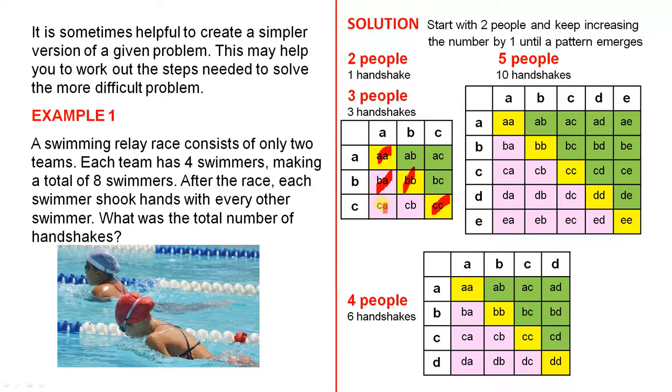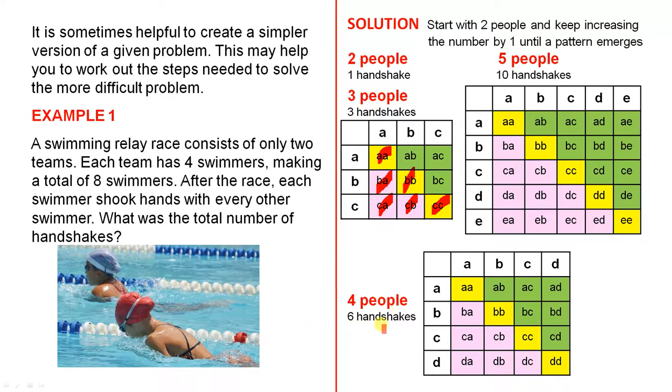C shaking hands with A is the same as A shaking hands with C. So we cross that off. And the same here. CB is the same as BC. We cross that off. In other words, the ones we are interested in are the green colours. So there are 3 handshakes when there are 3 people.